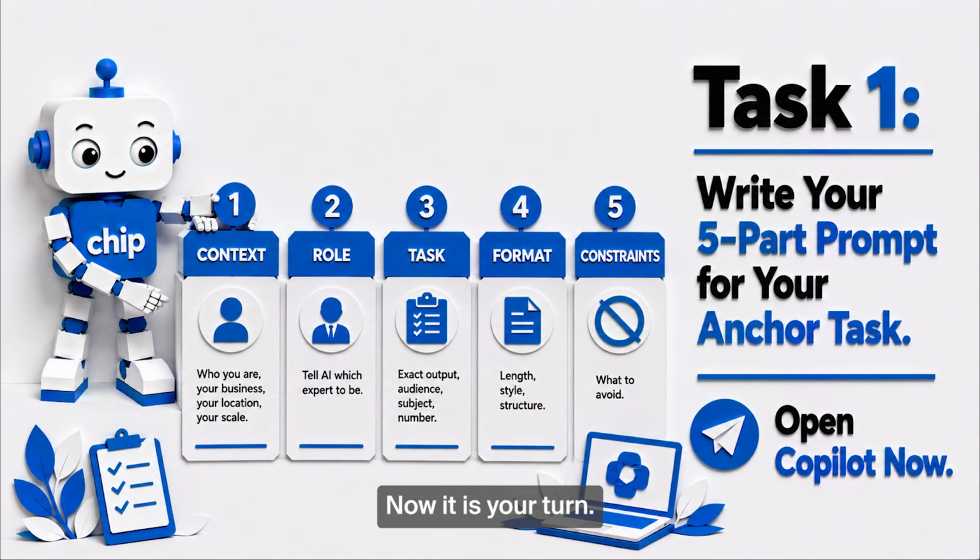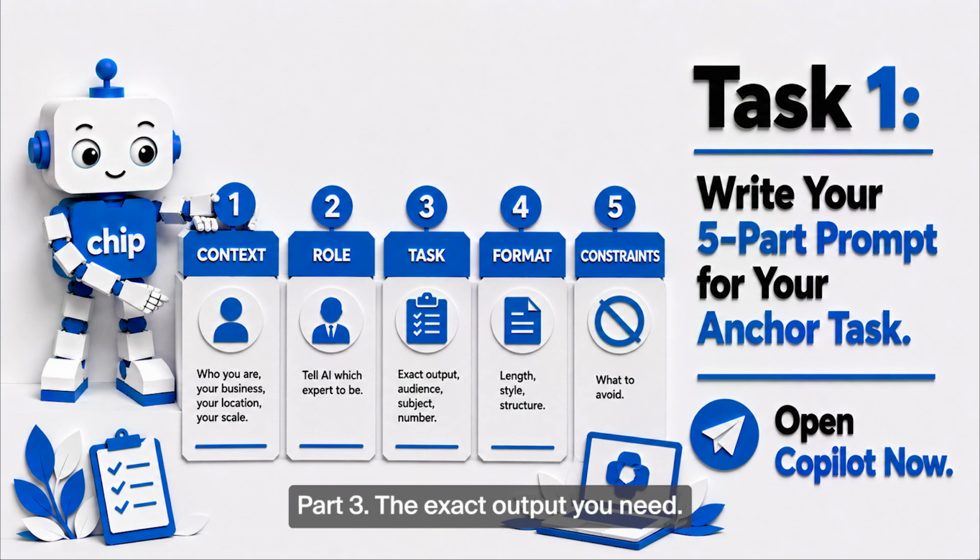Now it is your turn. Open Microsoft Copilot. Use your anchor task, the one you identified in Module H1. Write your 5-part prompt. Part 1, your business context, location, and scale. Part 2, the role you want AI to take.